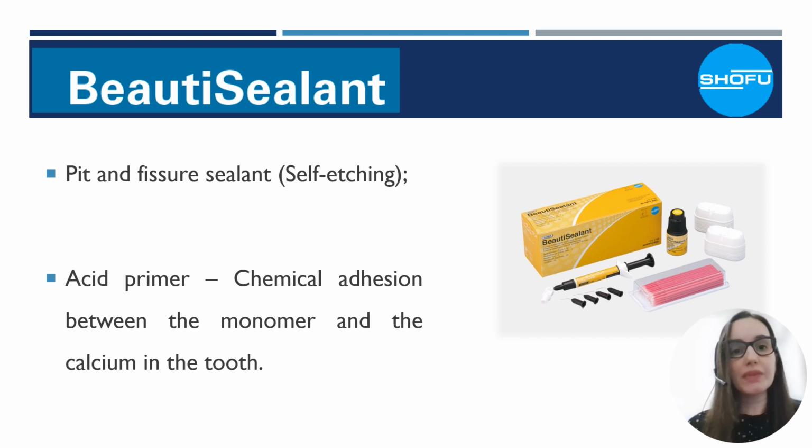And to finish, I would like to show the only self-etching resin sealant of the dental market, which allows a chemical adhesion between the monomer and the calcium in the tooth without the need of acid conditioning. So it's very important, especially for deciduous teeth that have less minerals than permanent teeth.